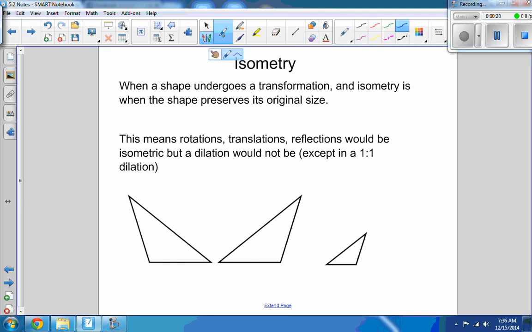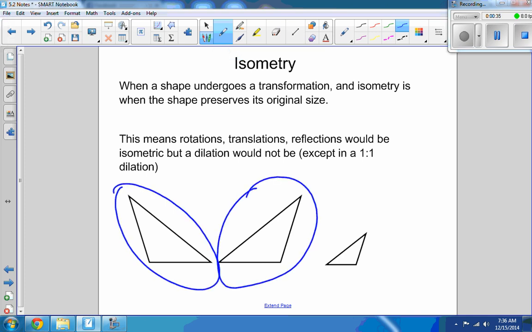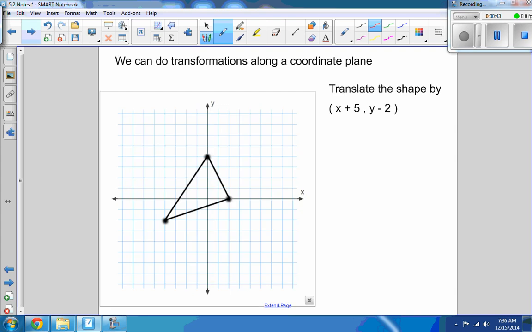So if this is my original shape here, this would be isometric, but a dilation would not be isometric. So let's see if some of these translations are isometric. So we're going to do this along the coordinate plane.